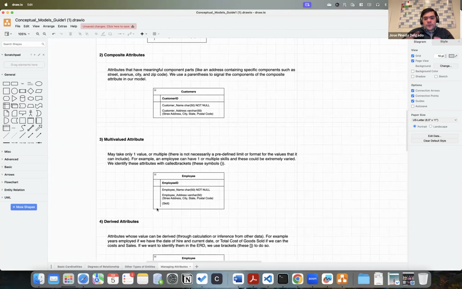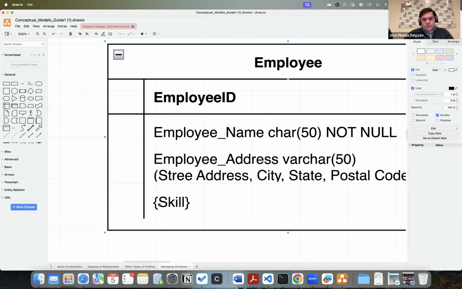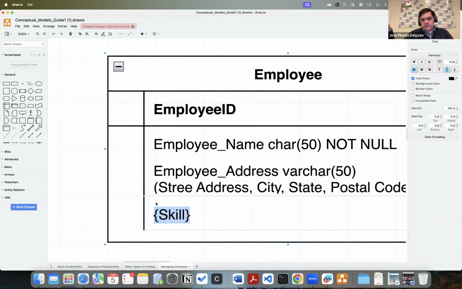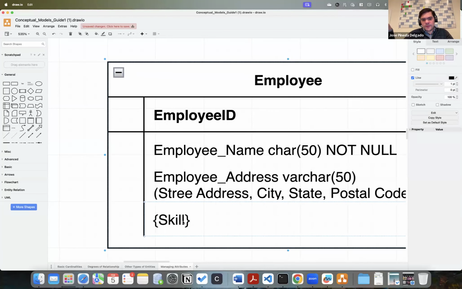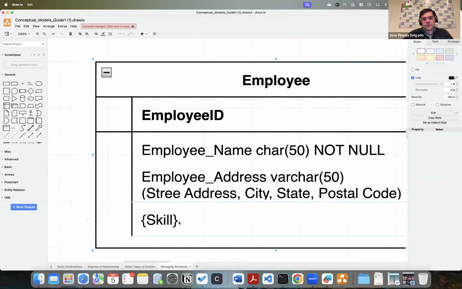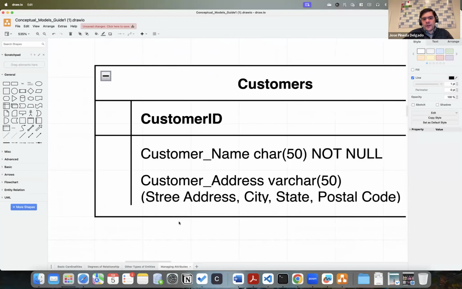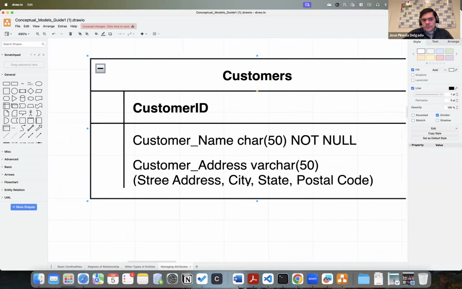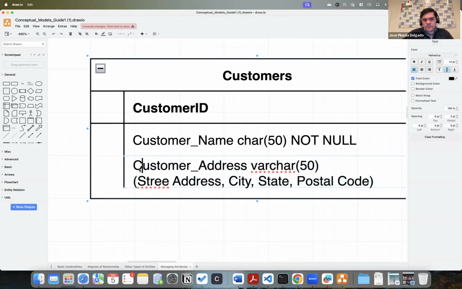We differentiate them with the symbols that we use. For multi-values, we use these curly brackets, which tell you this attribute is multi-valued. Just put the attribute name within the curly brackets. And if you have a composite, you list the name of the attribute, here customer address, and then follow with parentheses and the components separated by commas inside. So customer address is composed of a street name, address, city, state, postal code in this example.